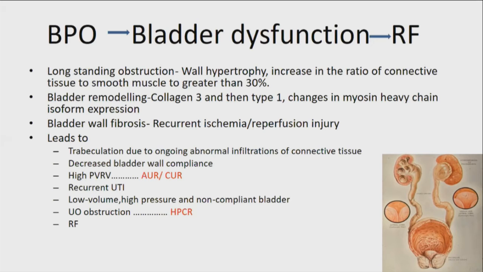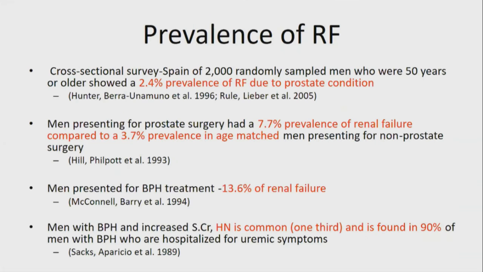Because of that, there is formation of trabeculation, reduction in bladder wall compliance, and high post-void residual volume. The bladder will become a low volume, high pressure component. Ultimately, the patient will develop obstructive uropathy and renal failure due to high back pressure at the glomerular level.